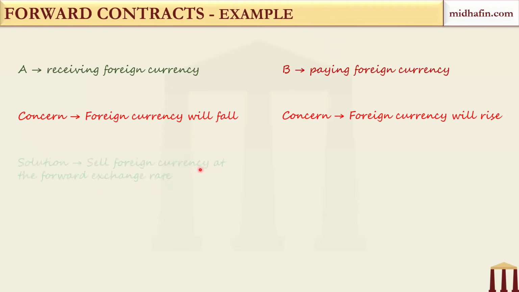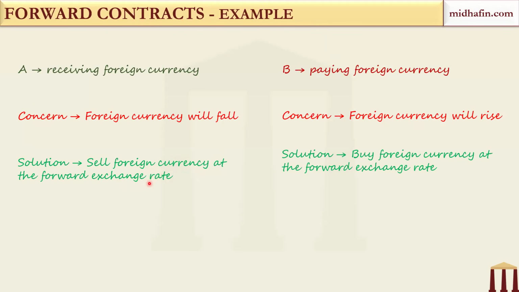So what is the solution? The solution for A is to sell foreign currency at the forward exchange rates. So by selling foreign currency at the forward exchange rate, A will lock in the exchange rate for the future. And what about B? B should buy foreign currency at the forward exchange rate. That will also imply that B will lock in the foreign exchange rate for the future. Now, why sell over here and why buy over here? Why is A selling? Because A is an Indian company, as I mentioned. As an example, A is TCS.